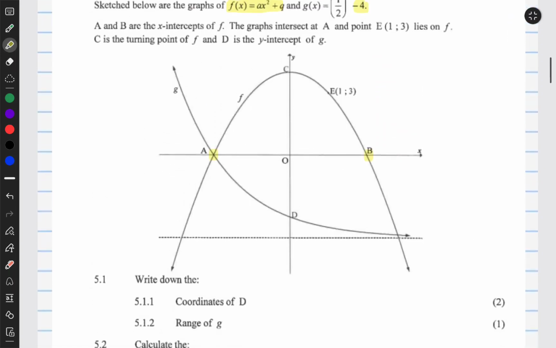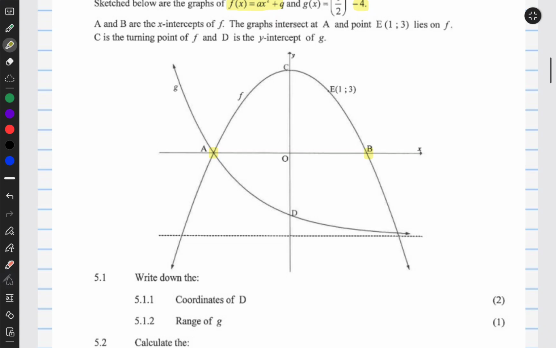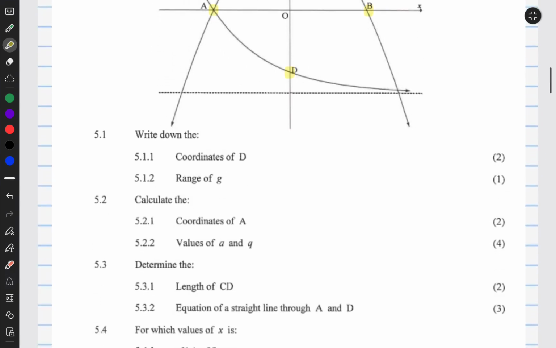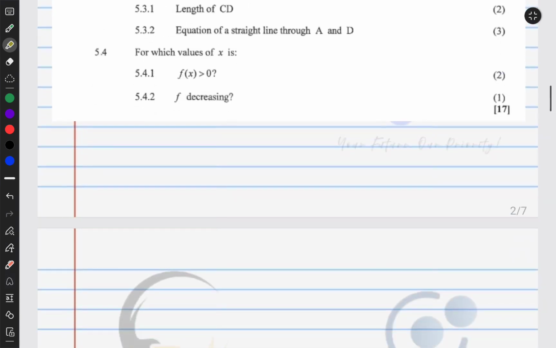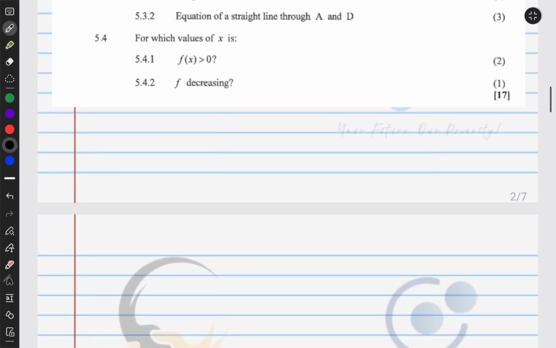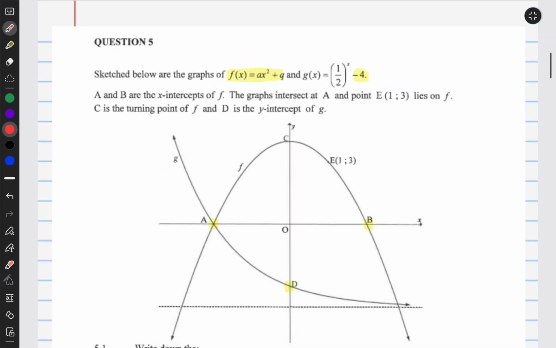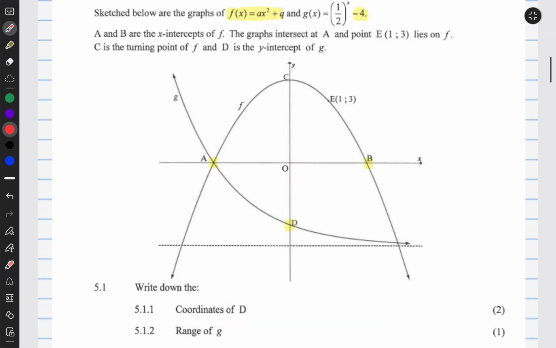So for 5.1.1, we are asked to write the coordinates of D. What is D? D is the y-intercept of the function g(x). So we are dealing with the y-intercept. So let x equal 0. That is how we go about solving for the y-intercept.